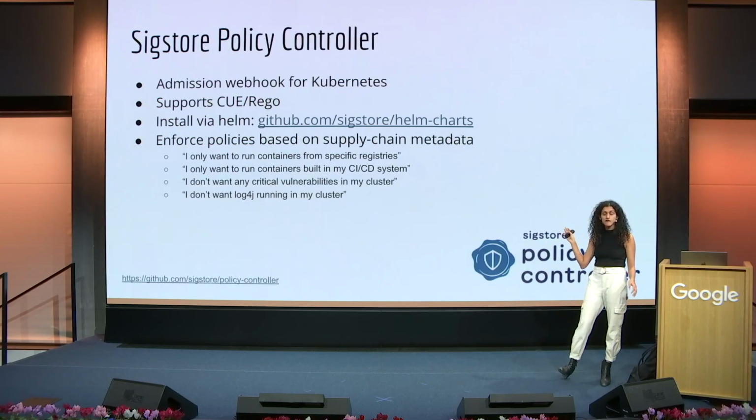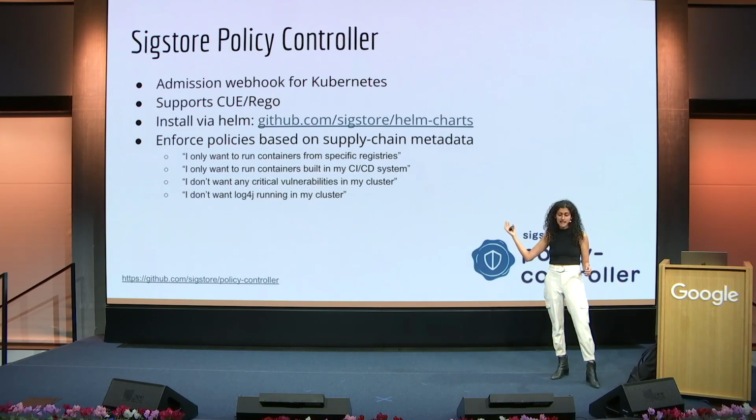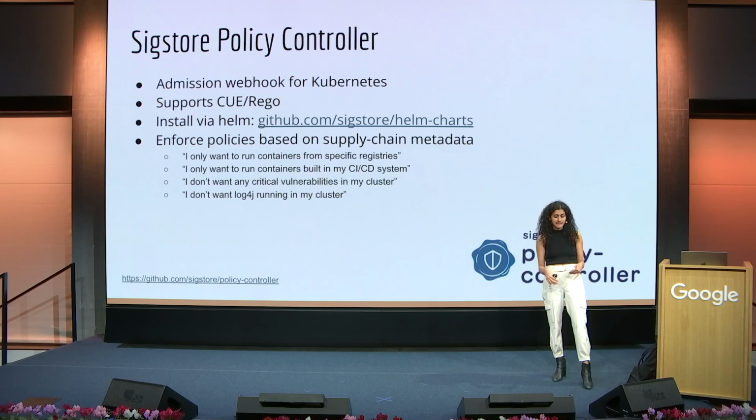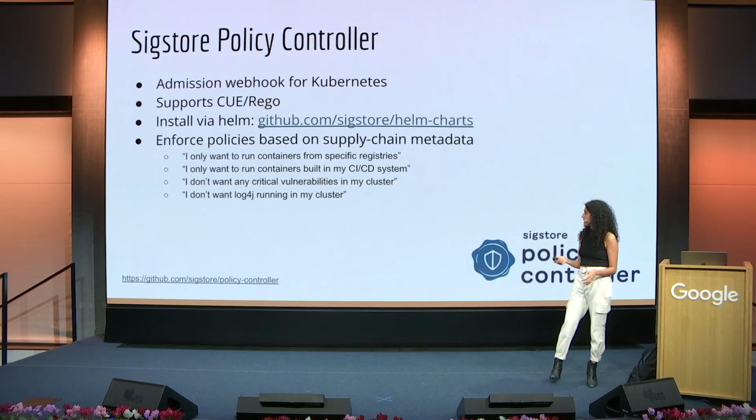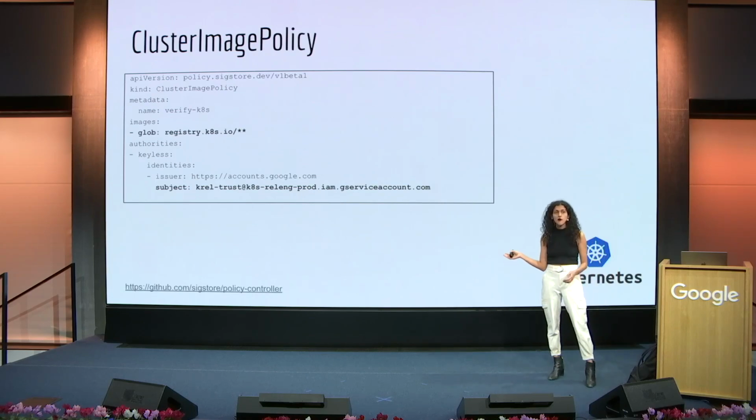It's easy to install via Helm, and it allows you to enforce policies like these in your cluster. You can say things like, I only want to run containers from specific registries, or I only want to run containers built in my CI/CD system. I don't want any critical vulnerabilities, or specifically, I don't want log4j running in my cluster, if that's something that you're concerned about. And the way that we do this is with the cluster image policy CRD.